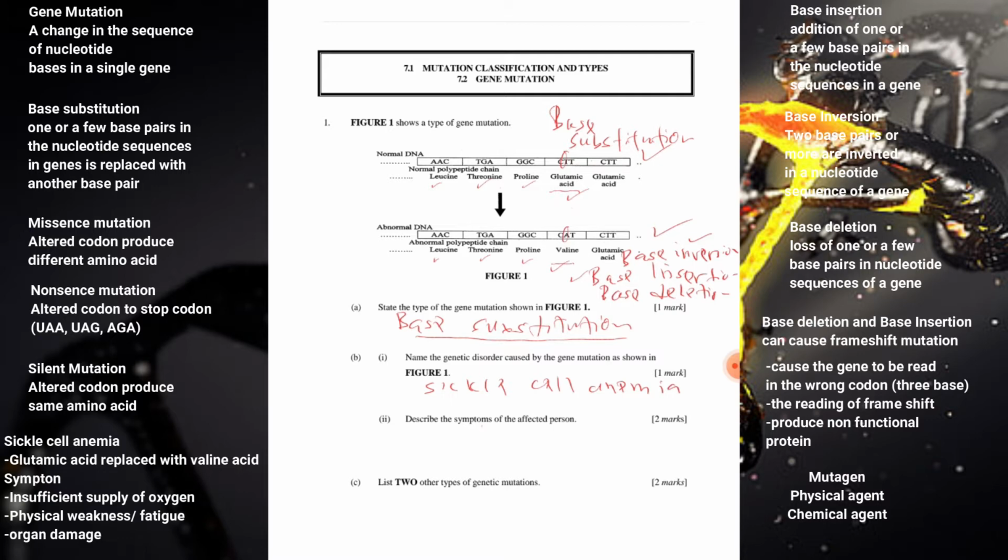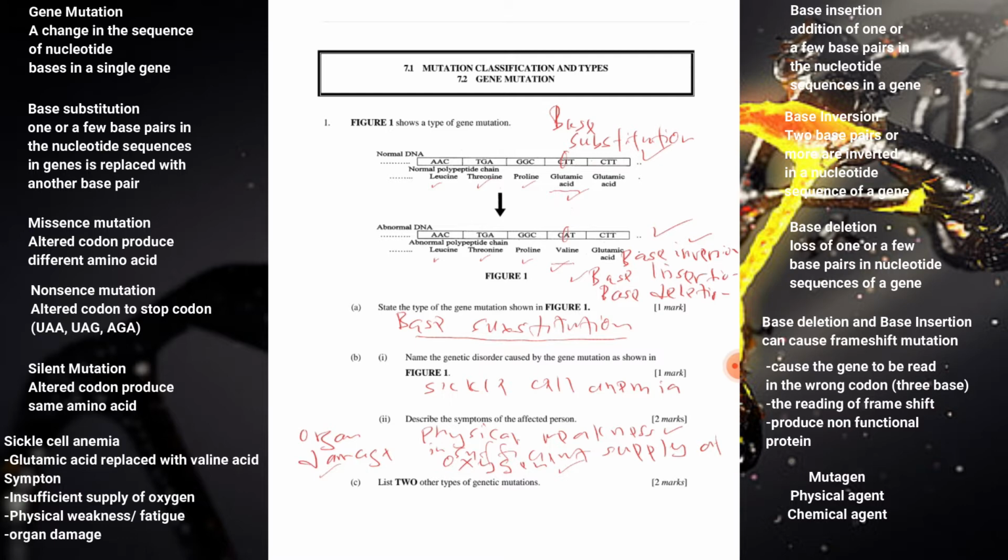Okay, describe the symptoms of the affected person. Sickle cell anemia, the symptoms are: first, physical weakness. Second, insufficient supply of oxygen. And the third one is organ damage. I repeat again, what are the symptoms of sickle cell anemia? Physical weakness, insufficient supply of oxygen, organ damage.